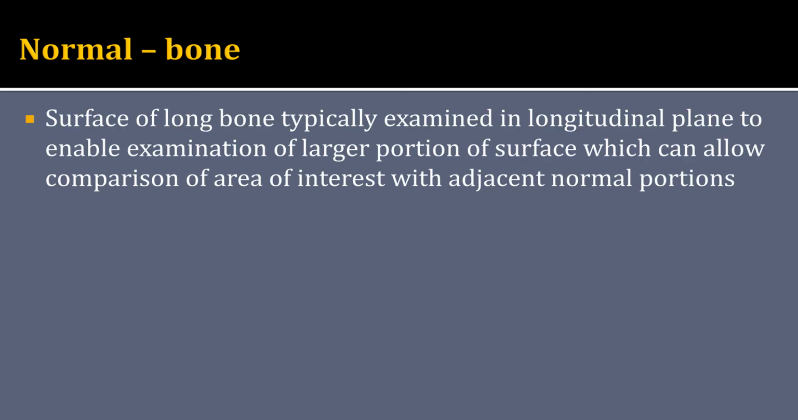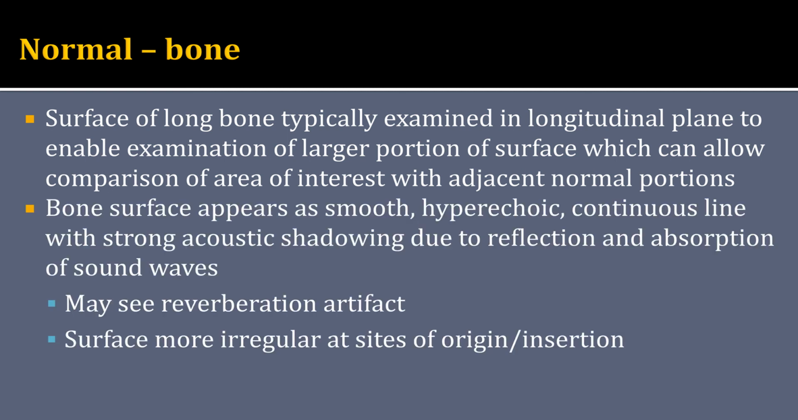Moving finally onto bone, the surface of the long bone is typically examined in longitudinal plane in order to enable an examination of a larger portion of the surface of the bone, and that can actually allow us to compare the area of interest with the adjacent normal portions. The normal bone surface appears as a smooth, hyperechoic, continuous line, which then has acoustic shadowing, very strong, due to the reflection and absorption of sound waves.